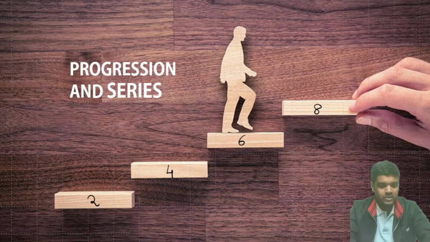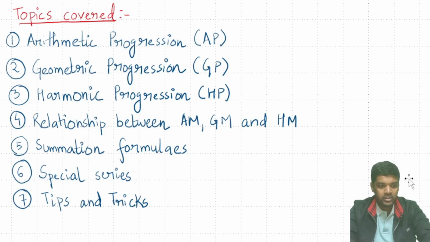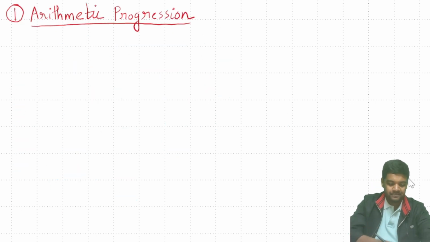So in today's class we'll be doing progression and series. This is an important topic in the CAT Quantitative Aptitude syllabus and you can expect 1 to 2 questions from this topic. So let's start. Today we will be doing arithmetic progression, geometric progression, harmonic progression, the relationship between AM, GM and HM, summation formulas, some special series, and finally the most important tips and tricks which we'll be using in this chapter. So let's start with arithmetic progression.